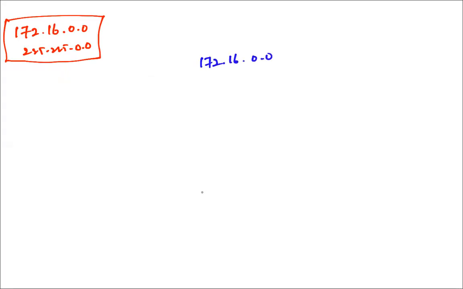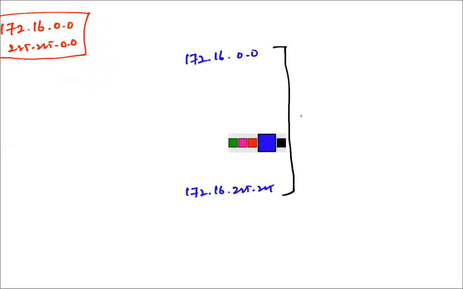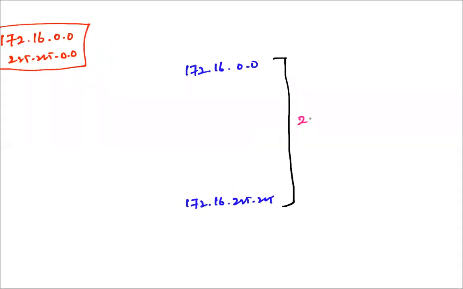172.16.0.0, right? And the range goes to 172.16.255.255. Now how many IPs do I have in this range? 256 into 256 IPs, right? Because if you see, here you have 0 to 255, and here also you have 0 to 255.